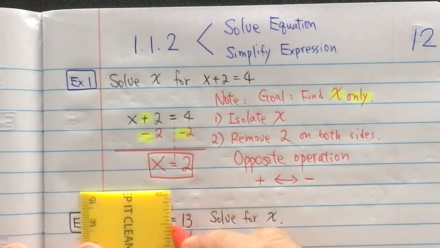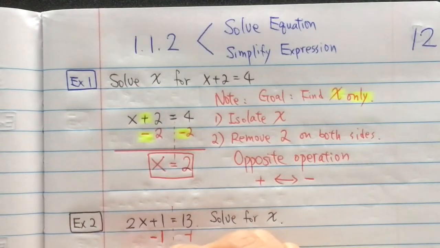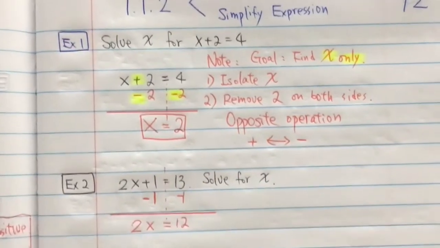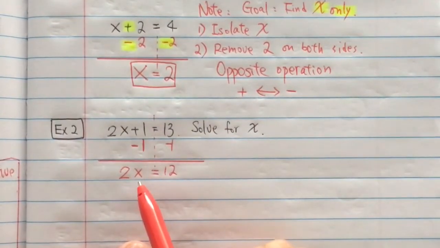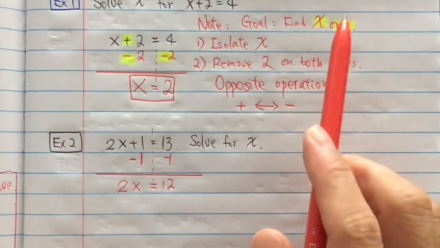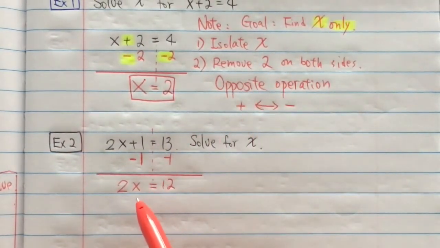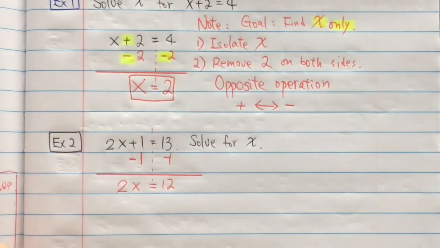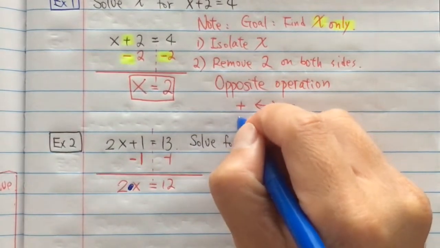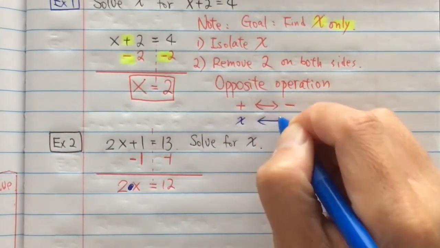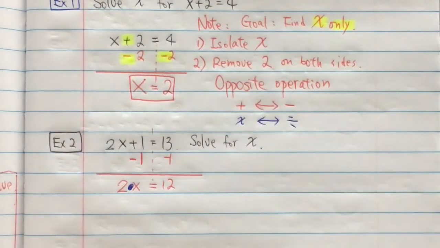Okay, and do the river. So everything left is 2x equals 12, right? 2x equals 12. But ladies and gentlemen, this is not done yet. Remember, our goal is to find x only. So we need to do the opposite operation. What operation do you see here? Now I want you to use blue. This means multiplication. What's the opposite operation of multiplication? That will be division.